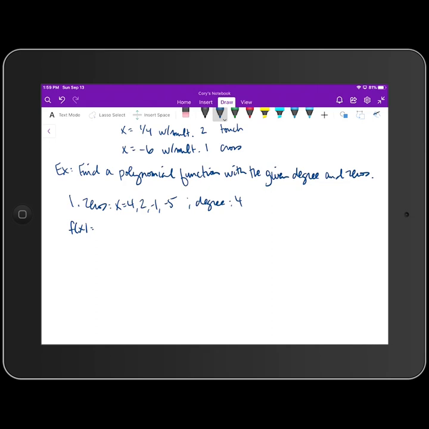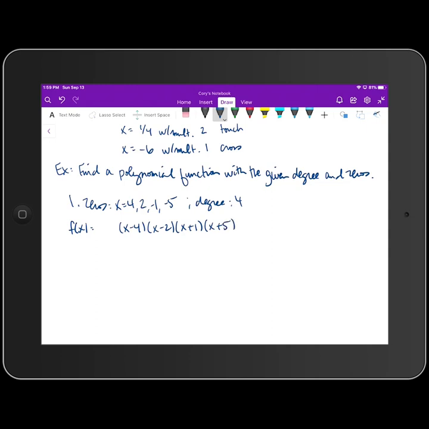Okay, because the maximum number of zeros or x-intercepts a polynomial of degree 4 could have is whatever the degree is, which happens to be 4 here. Okay, so if 4 is a zero, x minus 4 has to be a factor. If 2 is a zero, x minus 2 has to be a factor. If -1 is a zero, x minus -1, which is x plus 1, is a factor. And if -5 is a zero, x minus -5, which is x plus 5, is going to be a factor.